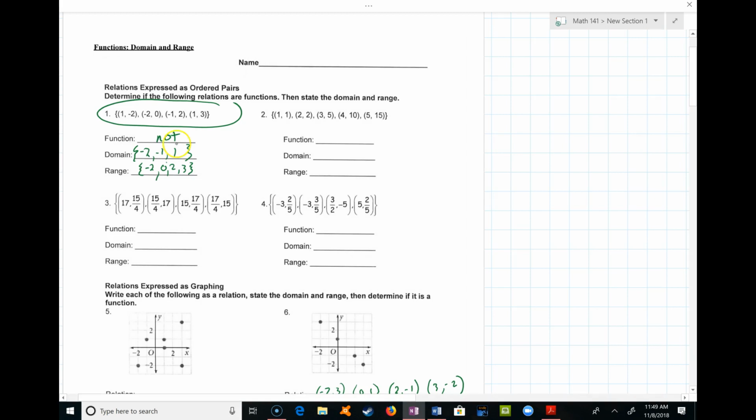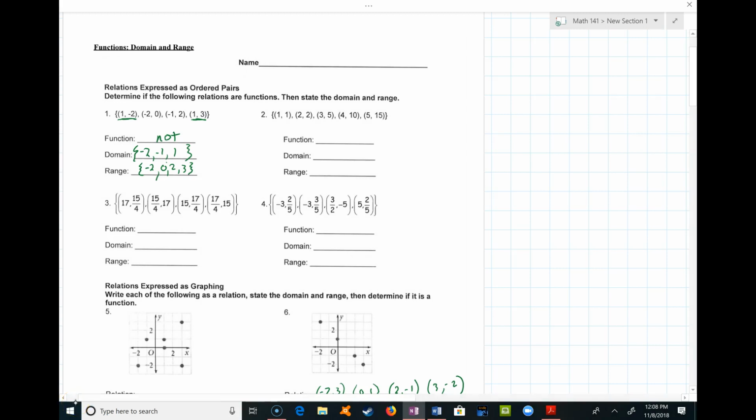The reason why it's not a function is because notice that 1 is connected to -2, but then later 1 is connected to 3. So remember, what makes something a function is if every input is connected to only one output. And so in this case, 1 is connected to -2 and 3.